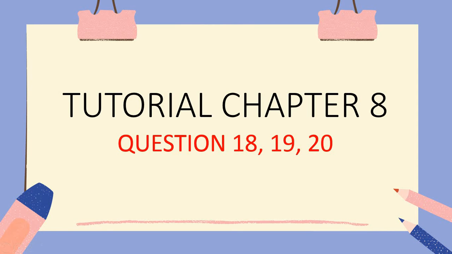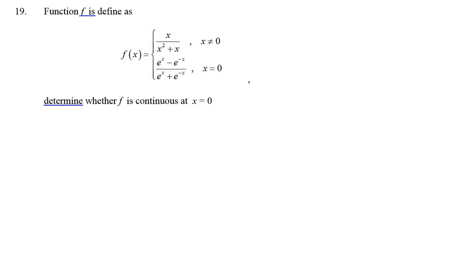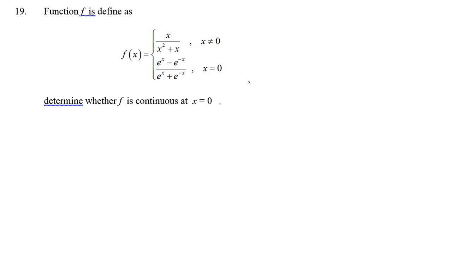Okay, so we have completed question number 18. So now let's discuss question number 19. Right, so for this one, you have to determine whether the function f(x) is continuous at x equals 0. Okay, so over here, first things first, we recall what we mean by continuity of a function at a point.